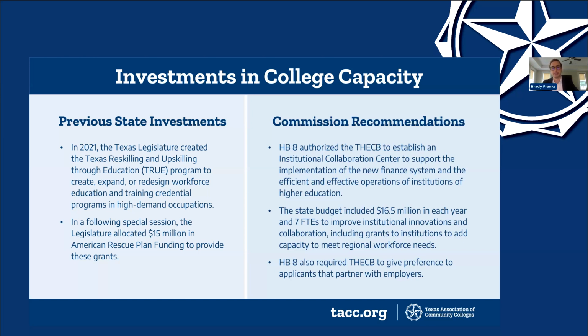The budget included $16.5 million each year and 7 new employees to improve institutional collaboration and innovation, and included grants to institutions to meet regional workforce needs, which we'll talk about in a second. Finally, the budget also included about $500,000 each year for a course sharing platform that was formerly the Virtual College of Texas that was at ACC. So what does this all mean, and how do we get here?